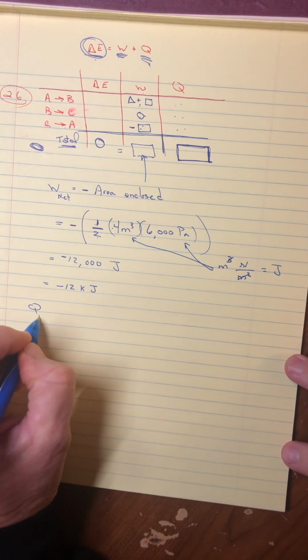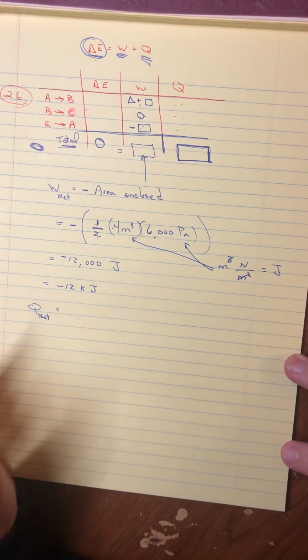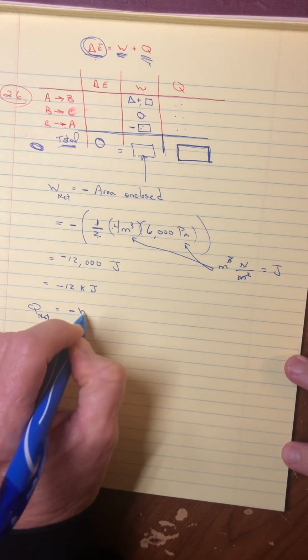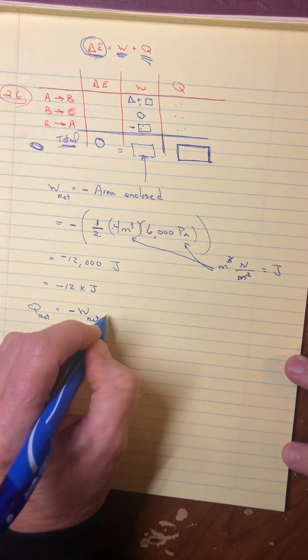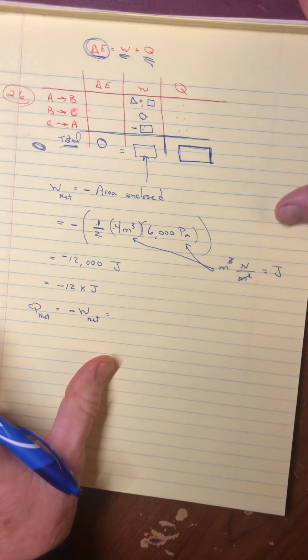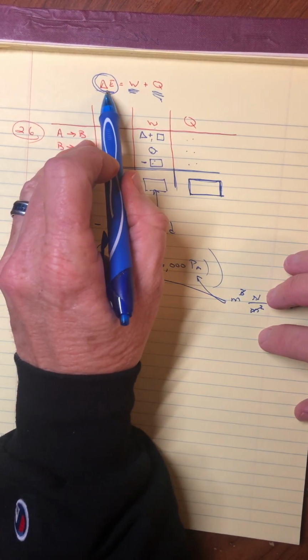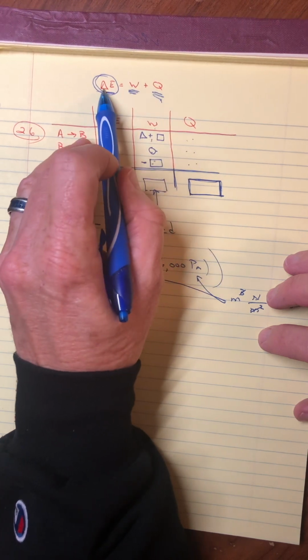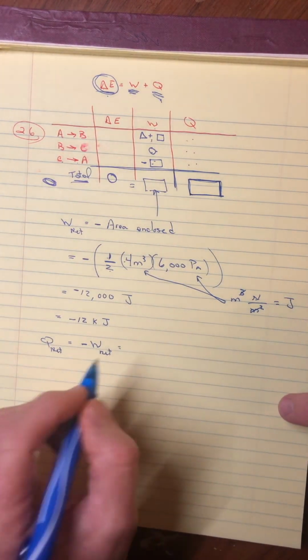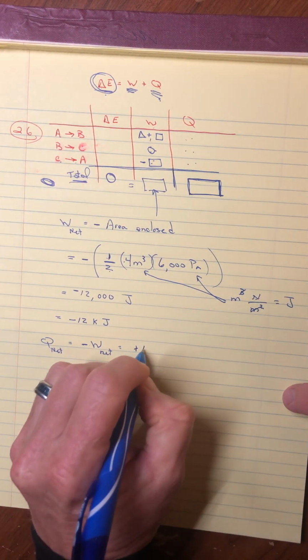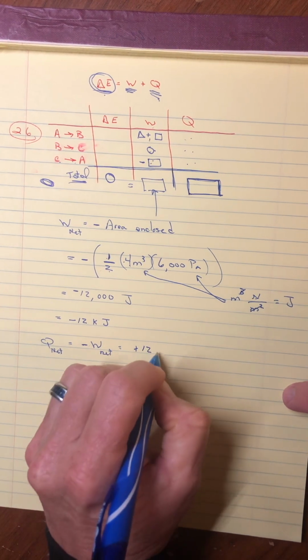Therefore, Q net must be negative of work net. And I'll say it again, why? Because, again, we returned on a cycle. We returned back. And so that's 0. So that plus that has to equal 0. So the heat added must be 12,000 joules, or 12 kilojoules.